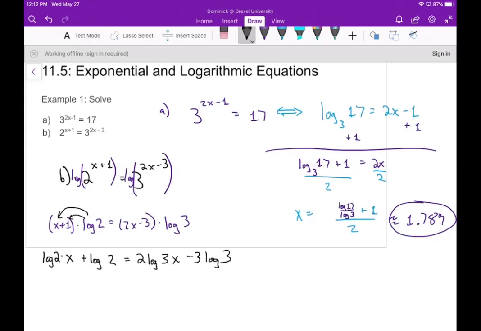So now let's get all of our x's to one side. So I'm going to subtract this from both sides. And again, this is log 2 times x, not log 2 of x, right? And this is 2 times log 3 times x. And this is just log 3 and log 2. All right, so be a little bit careful there. So now I'm going to subtract log of 2 times x, and then I'm going to add the 3 log 3 to both sides.